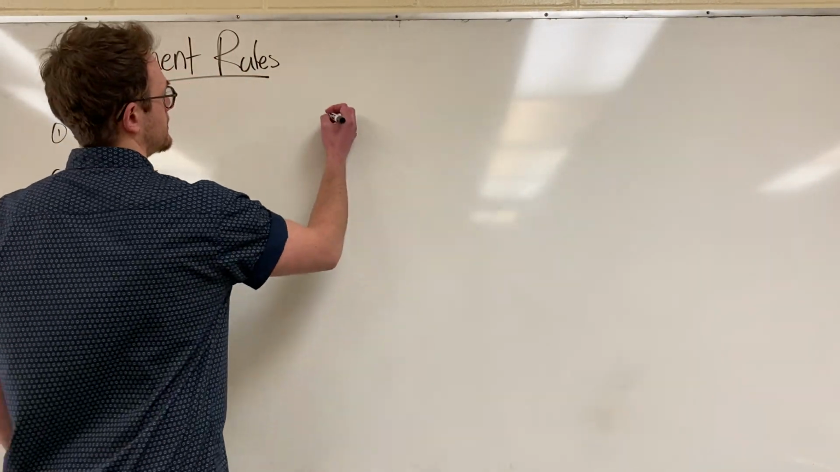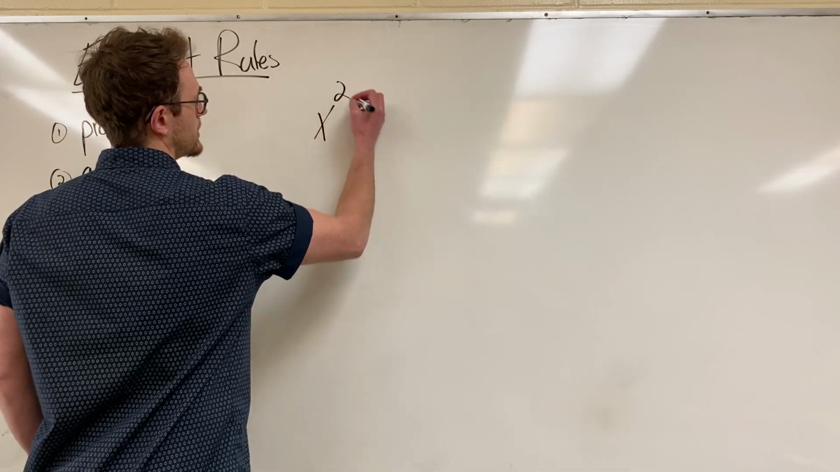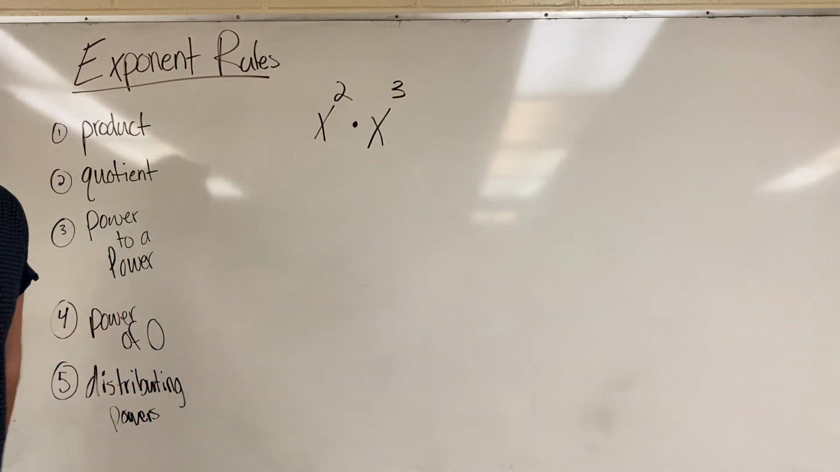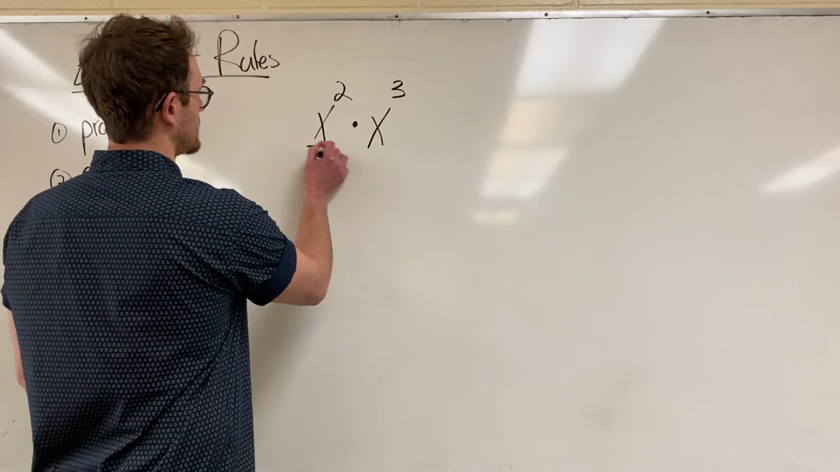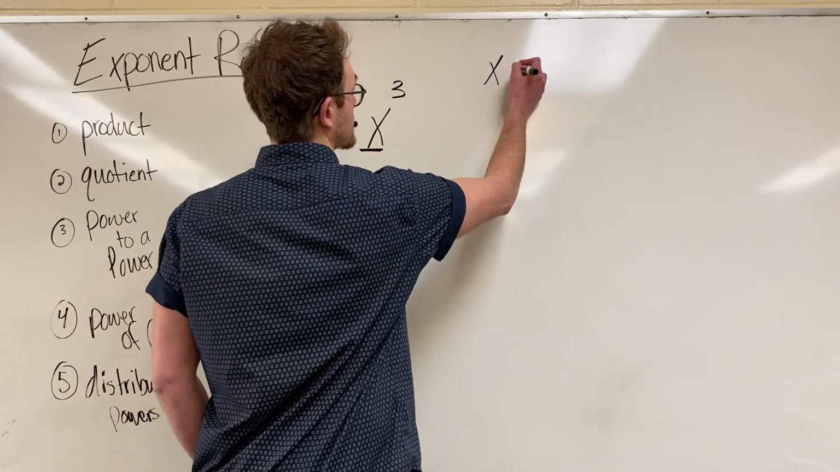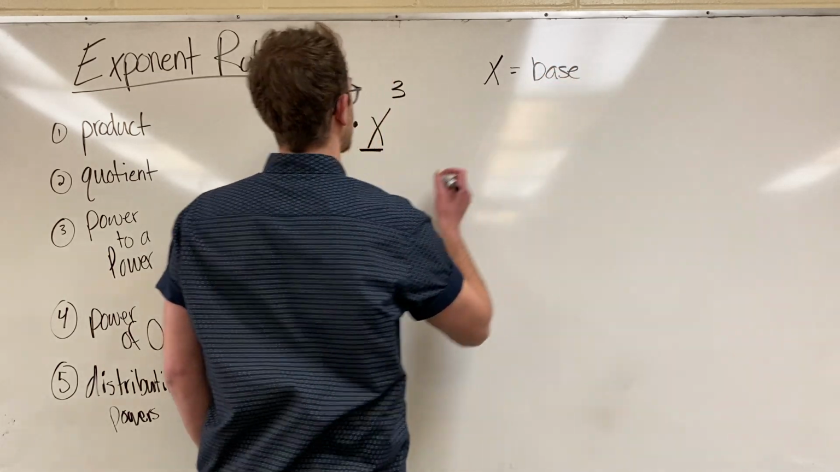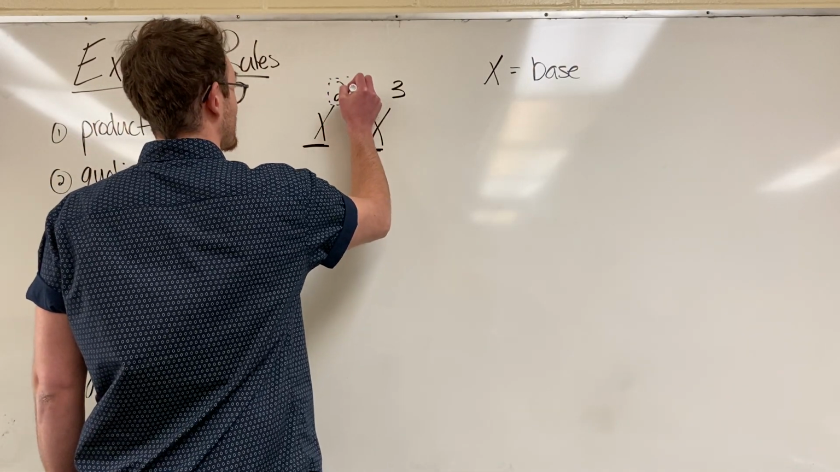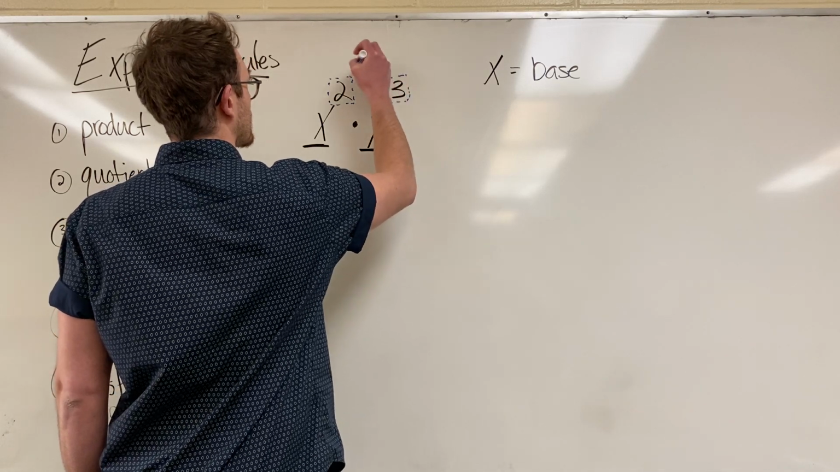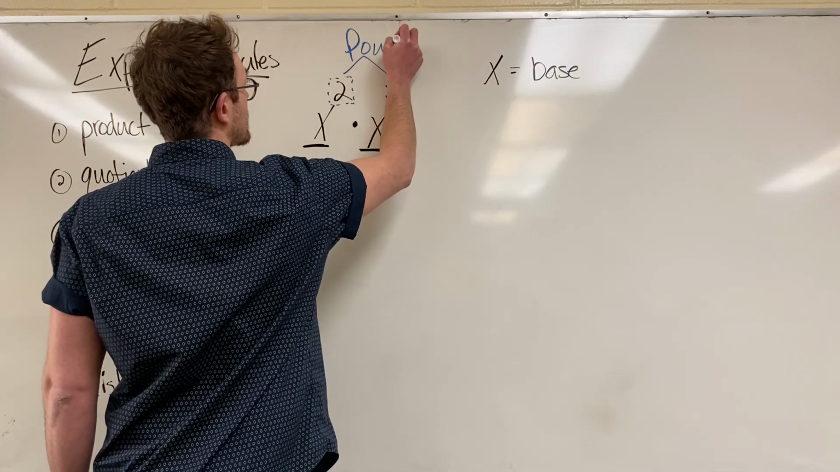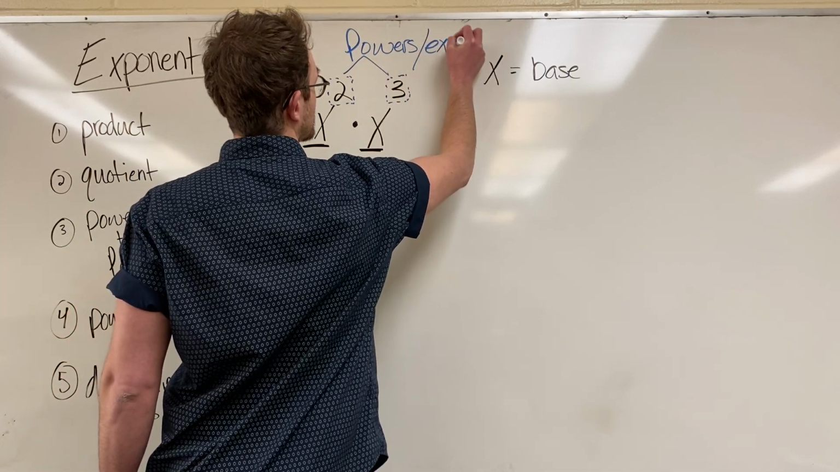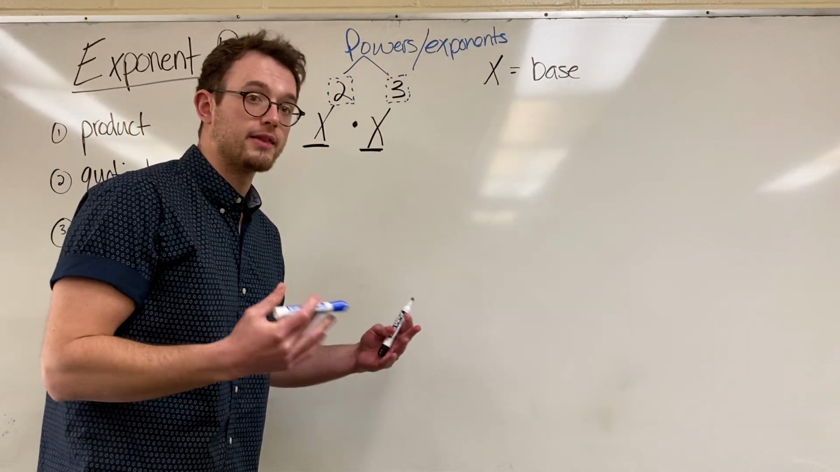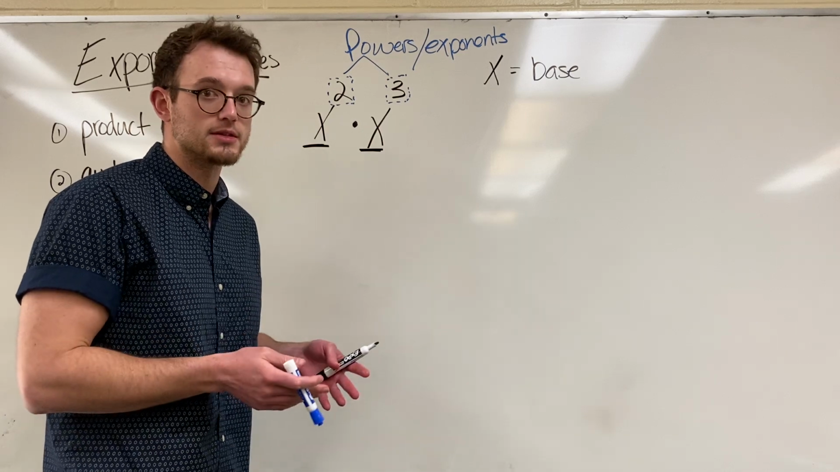Let's talk about some vocab first. If I have x squared times x cubed, bases. All right, so my base would be x. And my powers would be those, the powers, also called exponents. The important thing is they have the same base. If they don't have the same base, you can't do this.